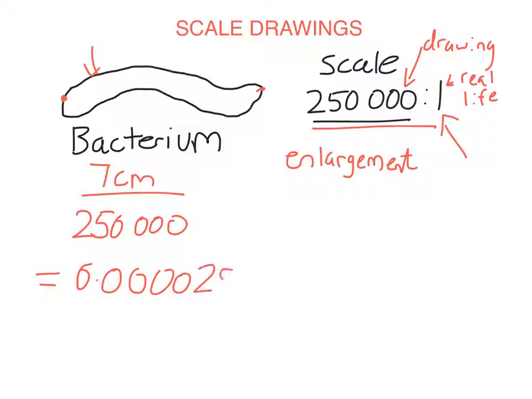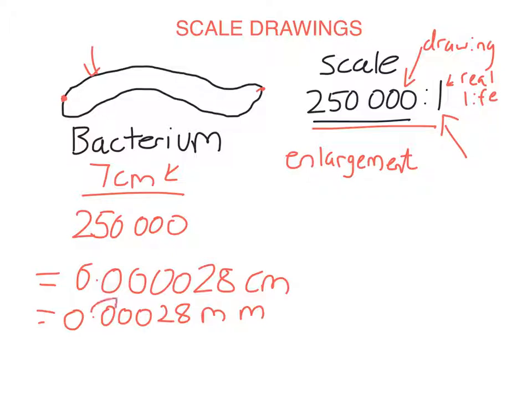0.000028. Now because it was 7 centimeters in my drawing, this is in centimeters, so we can make this an easier to understand unit. If I times by 10, I get 0.00028 millimeters, and I can times that by 1,000. So I move the decimal point 1, 2, 3 spots. I get 0.28 micrometers, or if you know what it means, that's 280 nanometers.